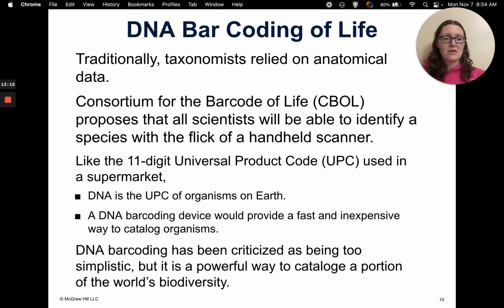So yeah, organisms that are alive have DNA. If it's alive, it has DNA. That's part of what makes living things. A DNA barcode device would provide a fast and inexpensive way to catalog organisms. That'd be very cool if you could scan something's DNA and figure out what category it belongs in. DNA barcoding has been criticized as being too simplistic, but it is a powerful way to catalog a portion of the world's biodiversity.